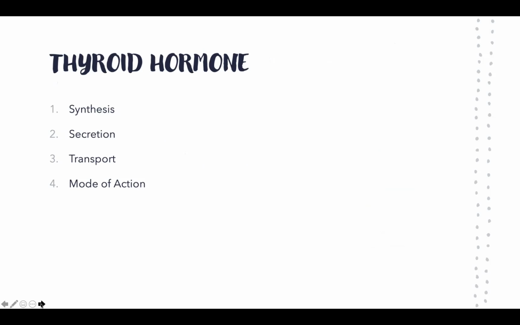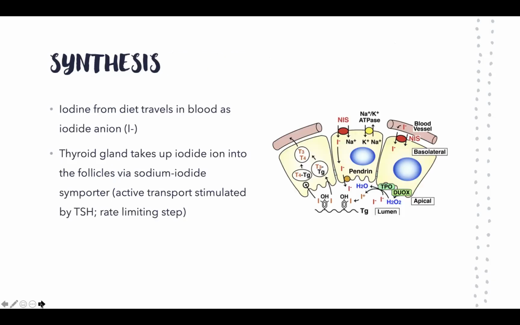So we're going to talk about 4 steps in the thyroid hormone: how it's made, how it's secreted, how it's transported in our blood, and how it works. Let's start with how it's made.